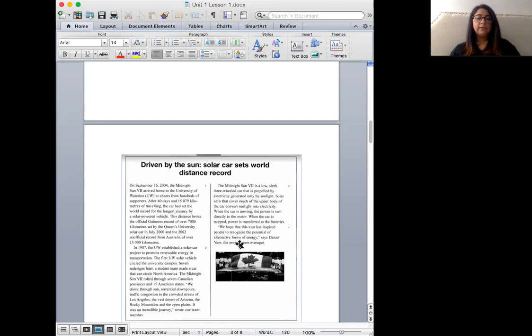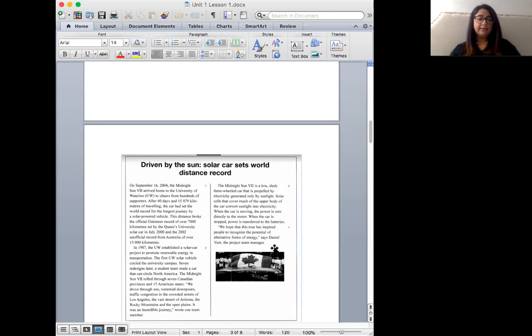And the last strategy that we're going to look at is reading the first sentence of the article and then the last sentence. So in this case, it says, on September 16th, 2004, the Midnight Sun 7 arrived home to the University of Waterloo to cheers from hundreds of supporters. Now that's interesting because that actually can relate to our picture over here. We can make that connection that the car came back and there was a bunch of people waiting for it.